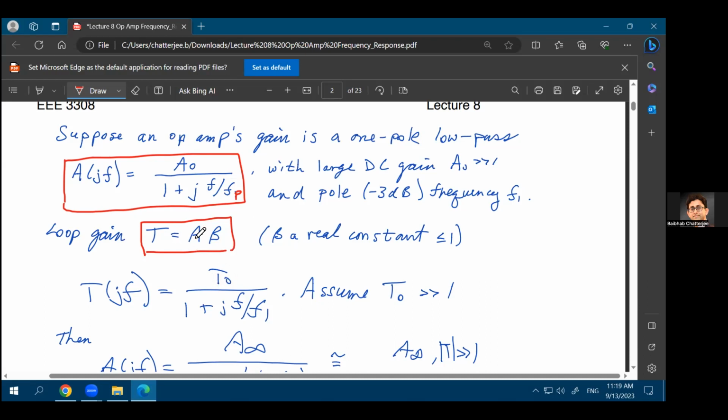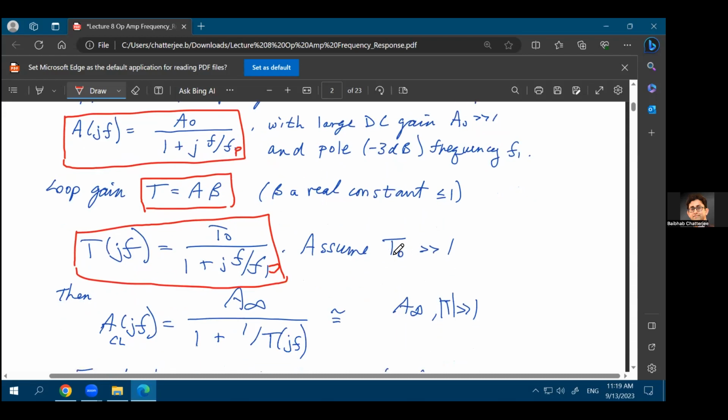So what will change here is that instead of just calling the loop gain T, you will have T as a function of frequency, and it will also look very similar to how your A looks. So it will be T0 divided by 1 plus j times f over F1 or Fp. This is basically the pole frequency that we have been talking about.